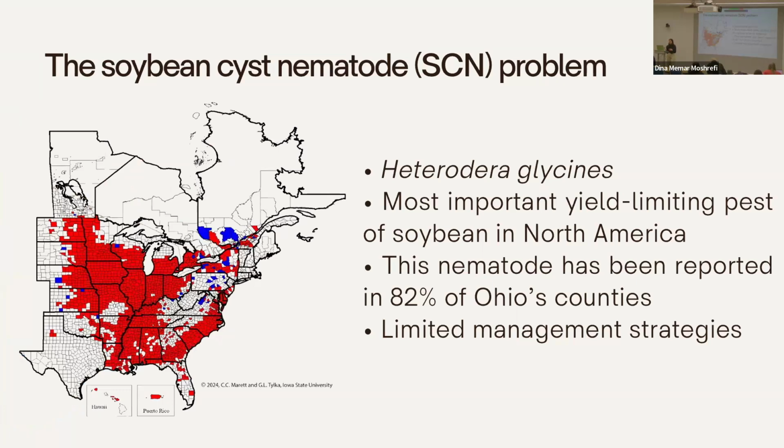Currently, this nematode has been reported in over 82% of Ohio's counties, and in the figure here, you can see that it's really widespread across the US. So it's a pretty important problem for Ohio soybean growers and the rest of North America soybean growers.